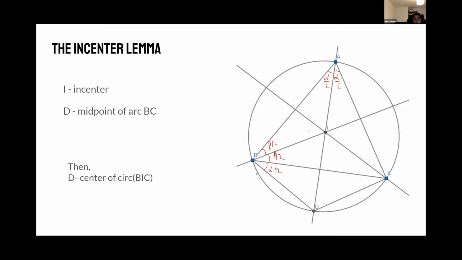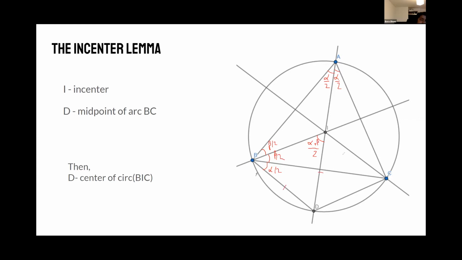And also angle BID is exterior to the triangle BAI. So this angle will just be angle ABI plus angle BAI, so this will be alpha over 2 plus beta, that is alpha plus beta over 2, as it's supplementary to this angle, and this angle is 180 minus the sum of these two angles, of course. But now angle DBI is alpha plus beta over 2, and angle BID is also alpha plus beta over 2. Therefore, these two angles are equal, and therefore BD equals DI.